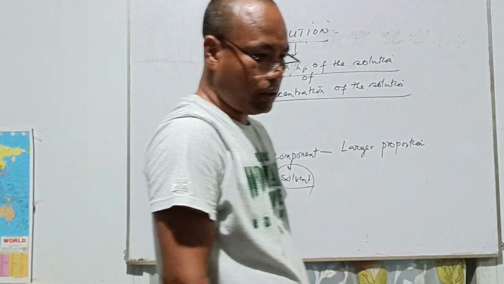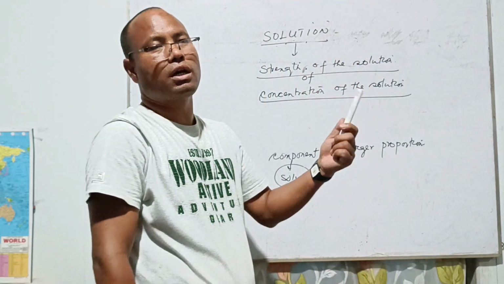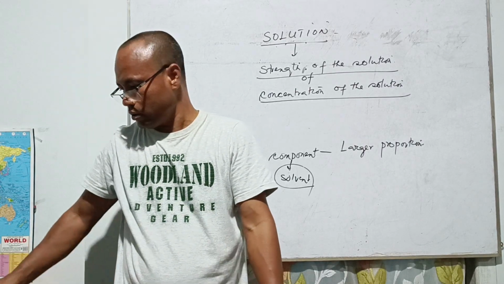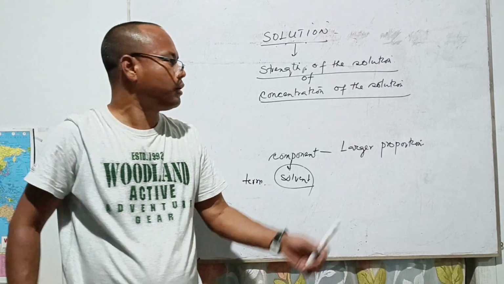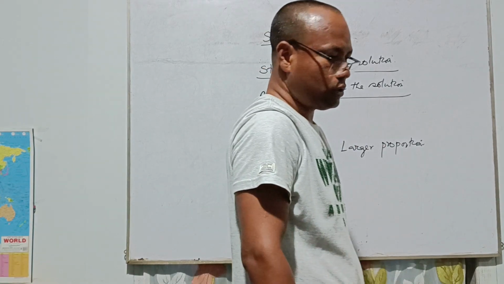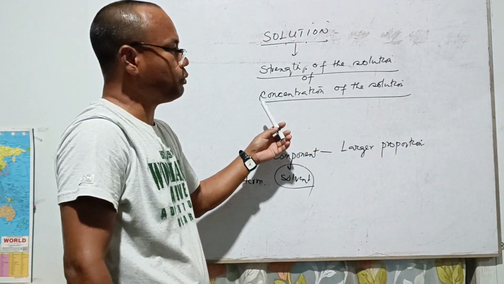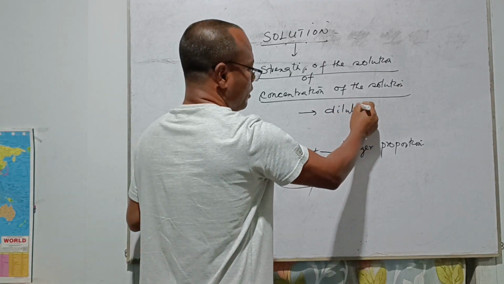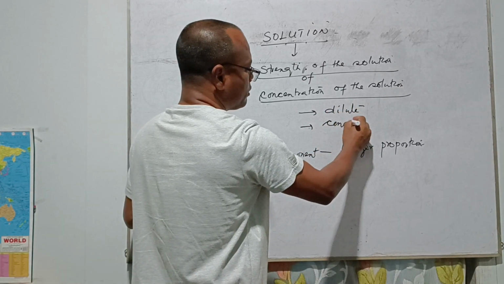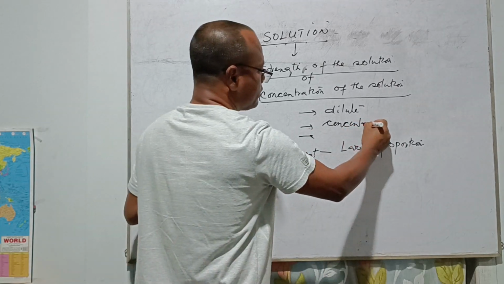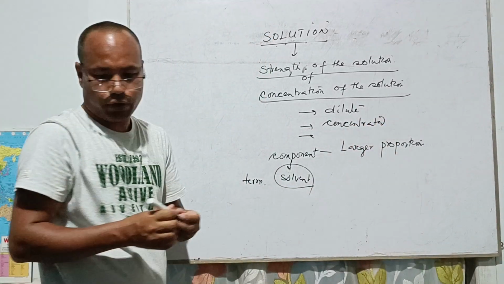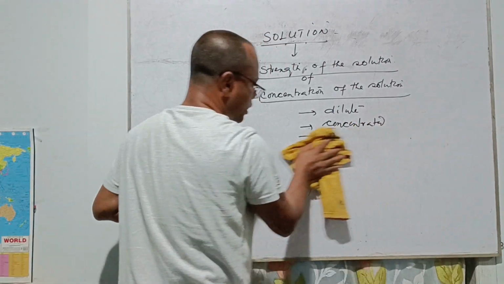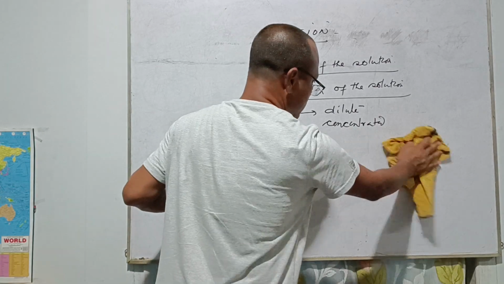See, in our lower classes, at the time of class 9, class 10, even in class 8, your teacher explained about the concentration of the solution. So what is the concentration of the solution? We express it as dilute and concentrated solution, saturated solution, unsaturated solution, we learned at the time of the lower classes.